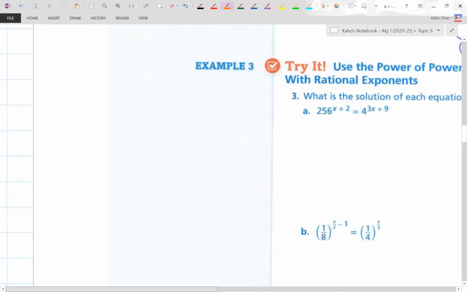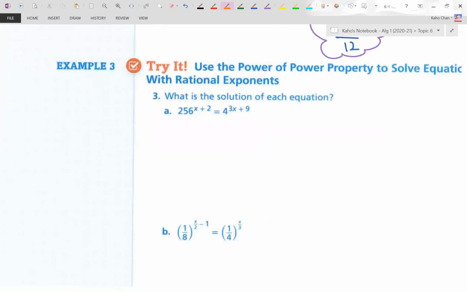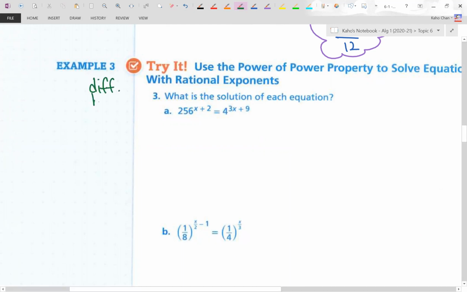All right. Number 3a is just like number 2, but the bases are different. That is scary. We want the bases to be the same so we can concentrate on the exponents and solving them. But because we have a 256 and a 4, we cannot solve anything yet until we change 256, okay? Now, I'm not going to do magic here.